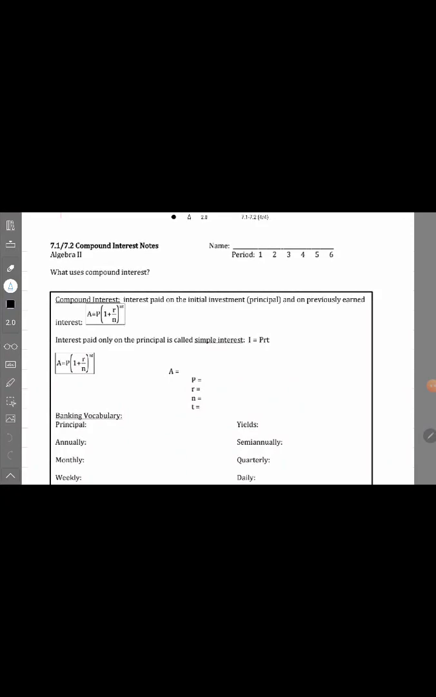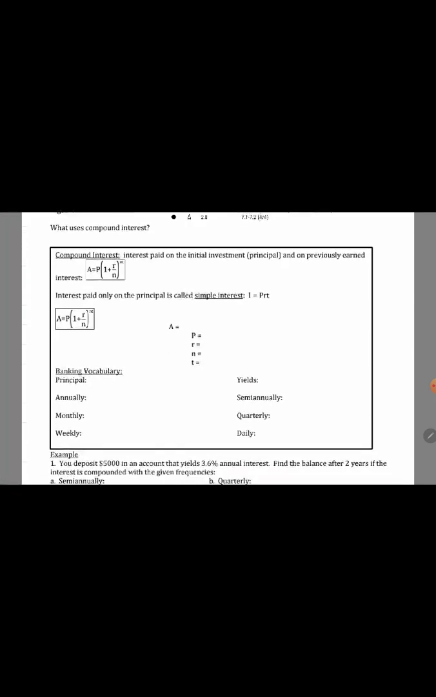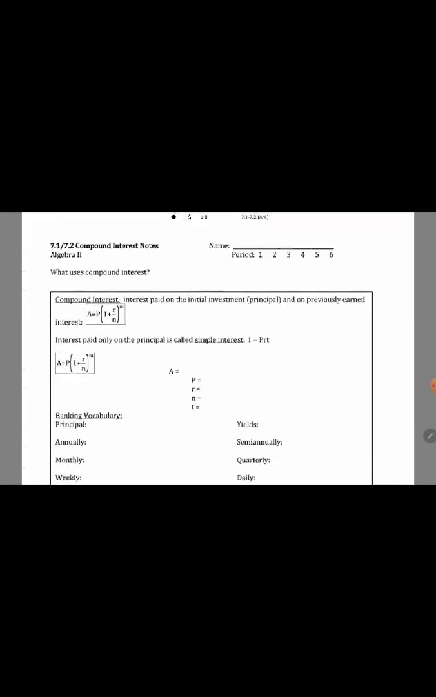Today we'll be in section 7.1 through 7.2, compound interest. So this is kind of the more interesting stuff. Back in the day, it's kind of like getting used to banking, how much money you make on interest, how much credit card companies make on your interest, and stuff like that. So let's look at the formula.